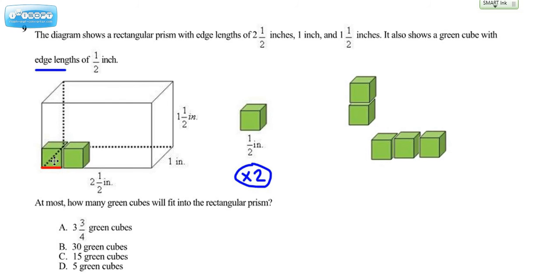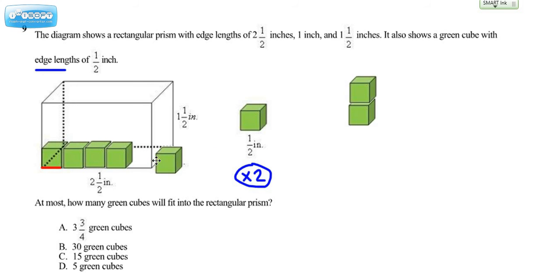Now, this is an inch so far. Now we have 1.5 inches. Now we have 2 inches. Now we have 2.5 inches. So how many cubes is that? How many green cubes? Well, that's 5 green cubes. And that would be the same as if we did 2.5 times 2.